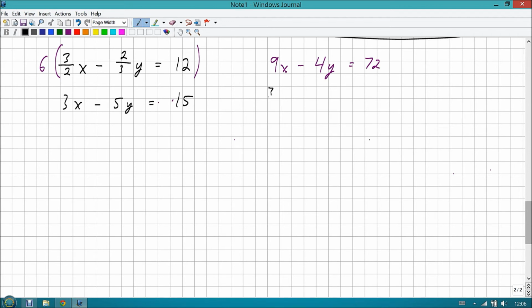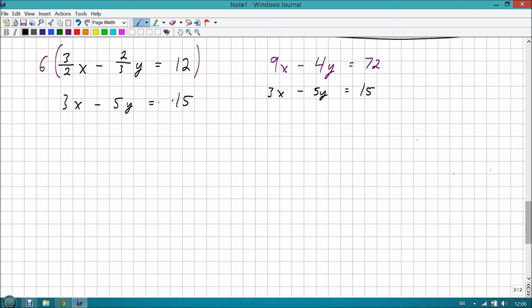My bottom row, of course, remains unchanged. Now looking at these, I think the numbers are not going to work out quite nicely, but that's all right. We'll find a way to make it work. Let's see, which one's easier to eliminate? The x's or the y's?